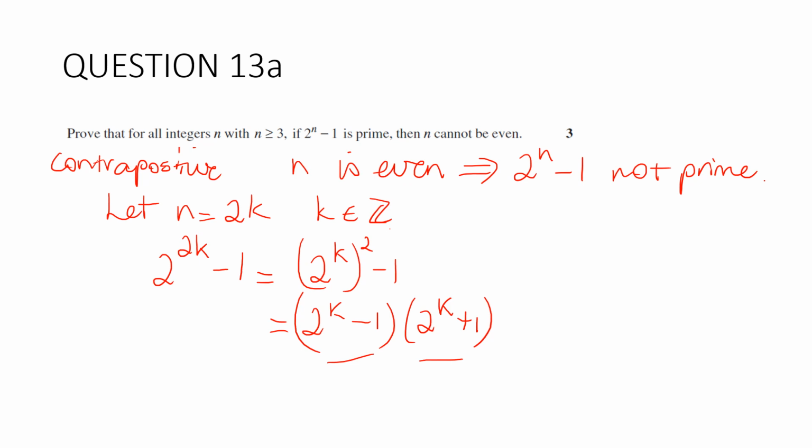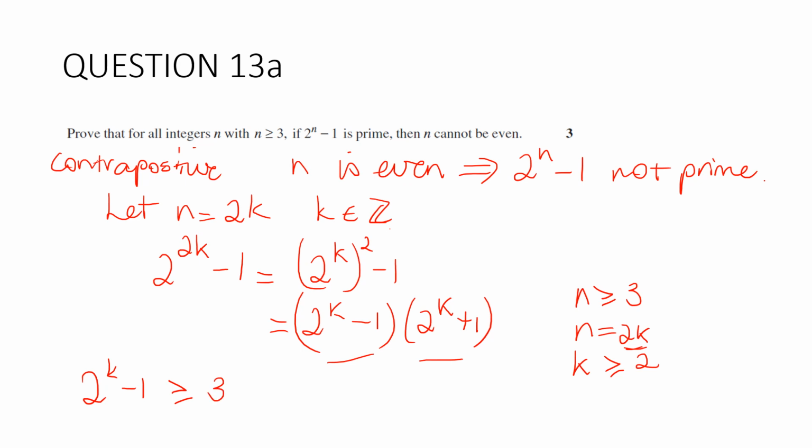But we know that n is greater than or equal to 3, and so therefore, because n is equal to 2k, k has to be greater than or equal to 2, doesn't it? So the least that k could be would be 1.5, but of course it can't be an integer, so the least it can be is 2. So 2 to the k minus 1, the least that this can be, if we put 2 in there, must be 3.